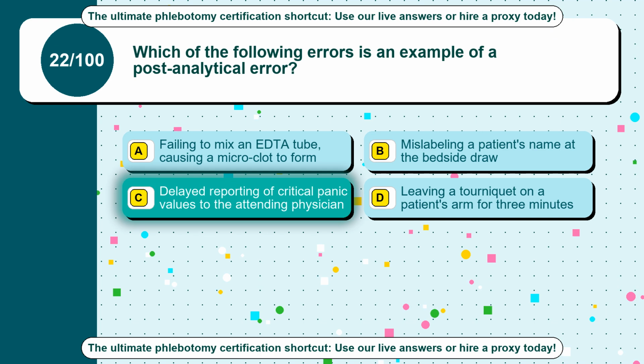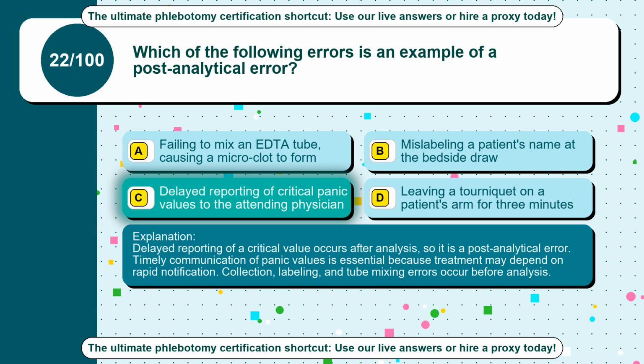The correct answer is option C, delayed reporting of critical panic values to the attending physician. Delayed reporting of a critical value occurs after analysis, so it is a post-analytical error. Timely communication of panic values is essential because treatment may depend on rapid notification. Collection, labeling, and tube mixing errors occur before analysis.